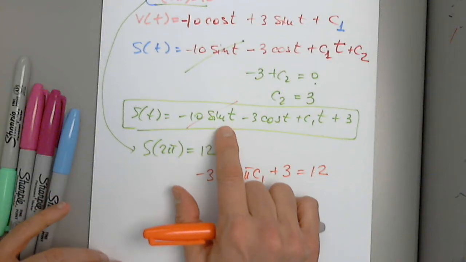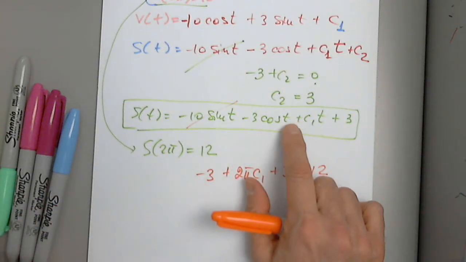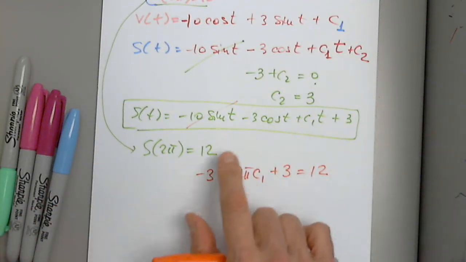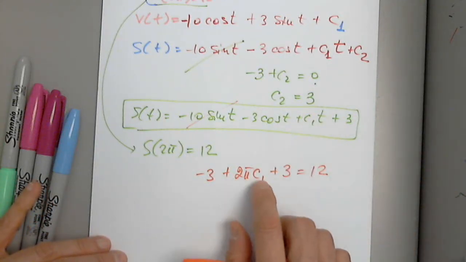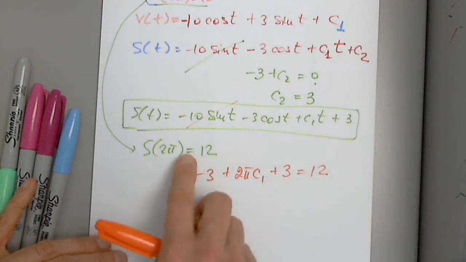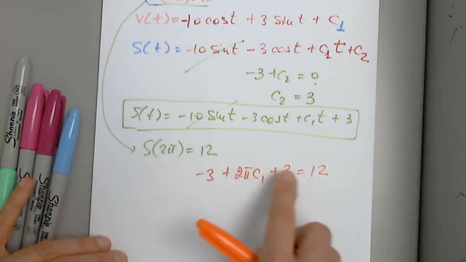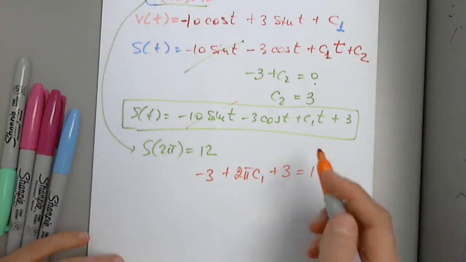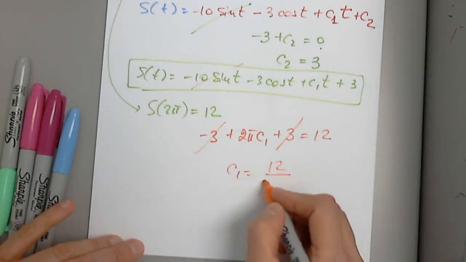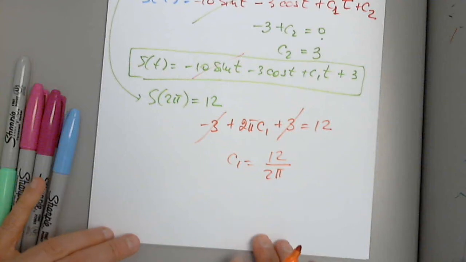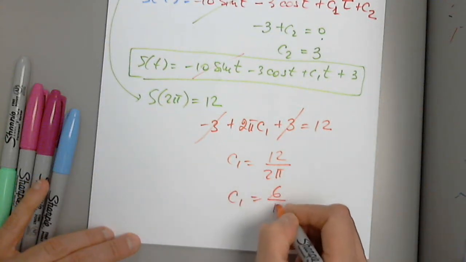So when we plug 2 pi in sine, we get 0. When we plug 2 pi in cosine, we get 1. 1 times negative 3 is negative 3. I have to replace t by 2 pi, and I get 2 pi C1 plus 3, and it says that S of 2 pi is 12. So these two go away. Therefore, C1 equals 12 over 2 pi. I will only simplify by 2. So C1 is 6 over pi.